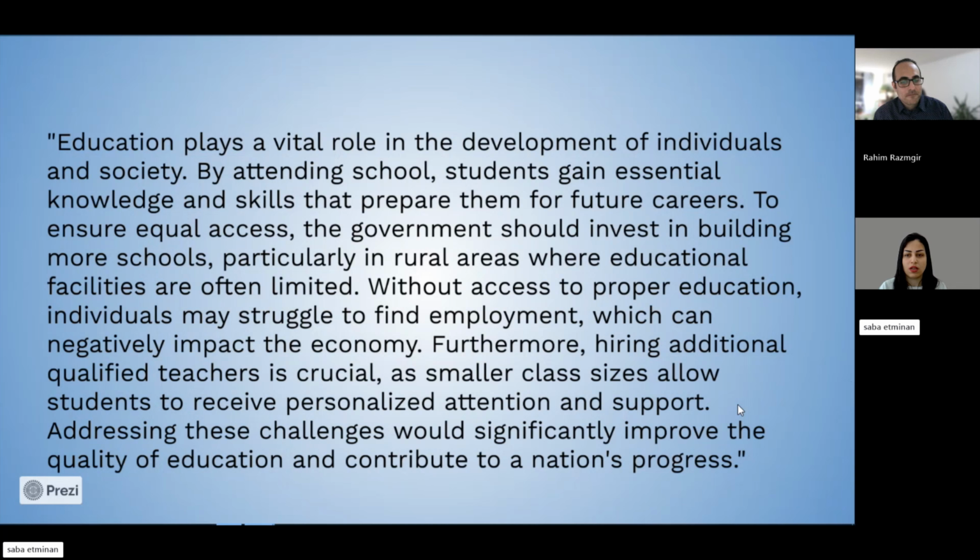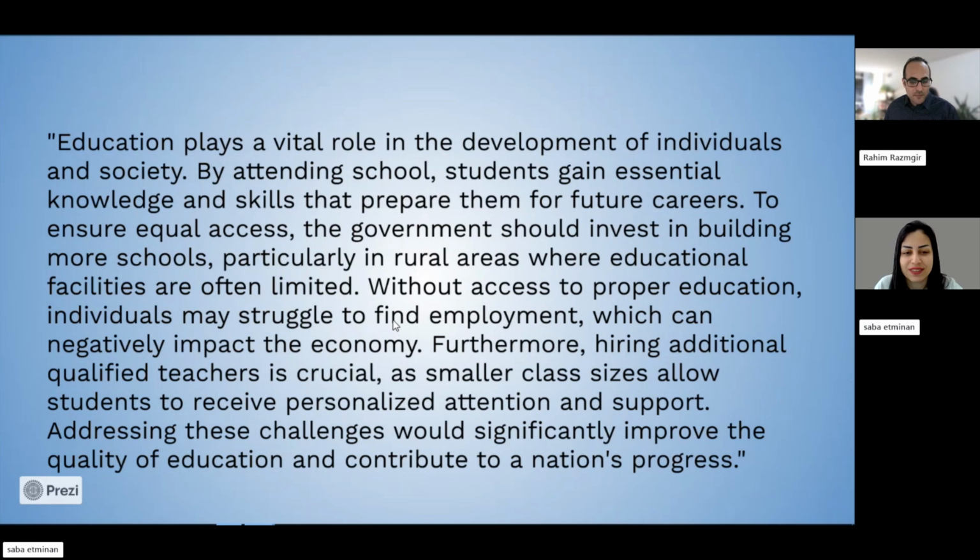Yes, exactly. Using prepositions, without access to something may happen. And then which can negatively impact the economy. And that's perfect. This writing is perfect in my idea. Yeah, could be written with a conditional too, like if you don't have access to proper education. So it's like connecting two different ideas. Beautiful. Yes. Okay, and that's the end of my presentation here.